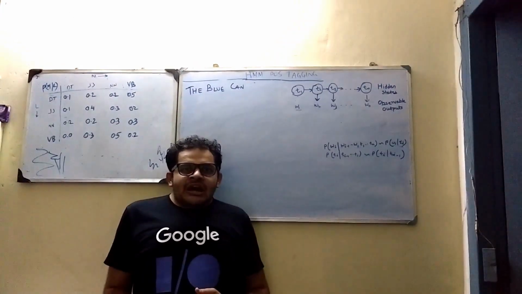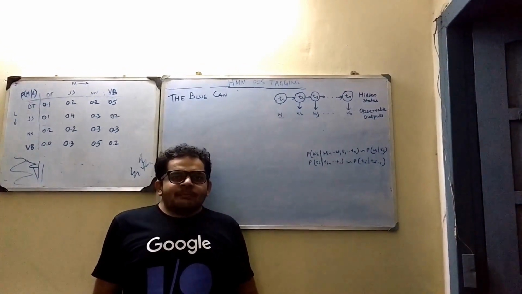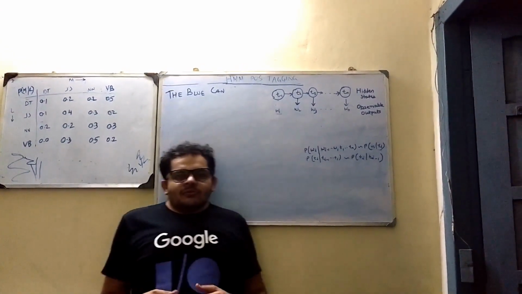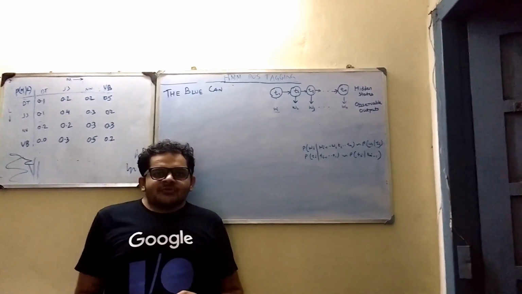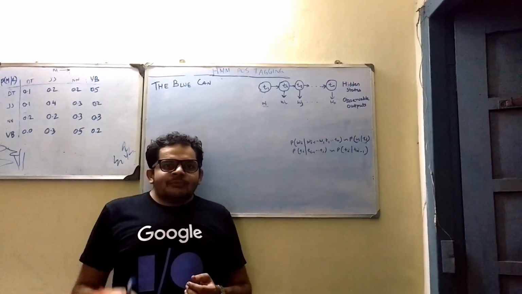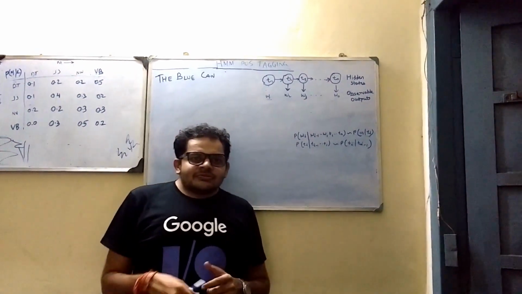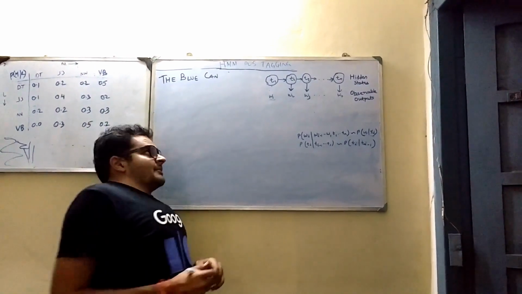In this video, I will be talking about hidden Markov model in the context of part of speech tagging. So, what do you mean by part of speech tagging? You are given a sentence or a sequence of words and you need to have a part of speech assignment to those words. So, let's see it with an example.